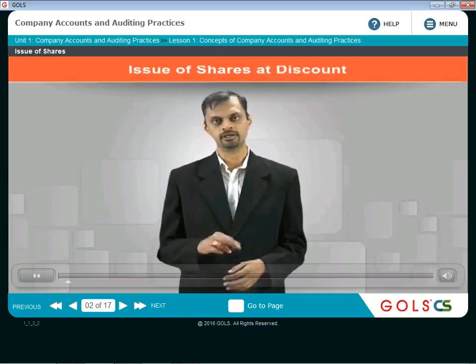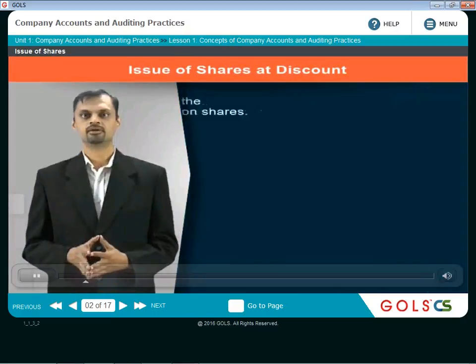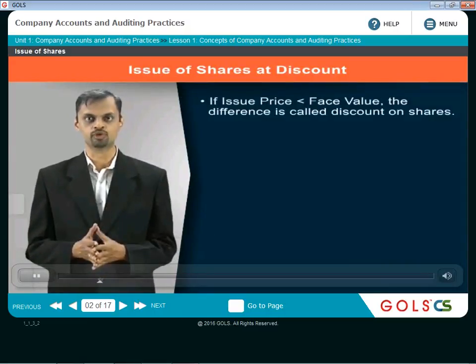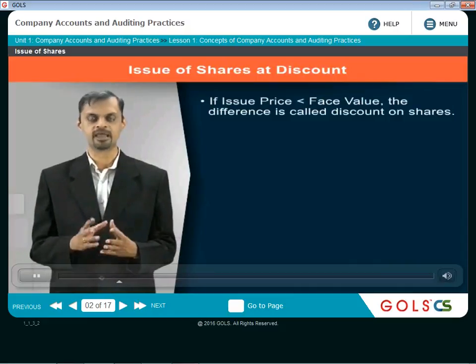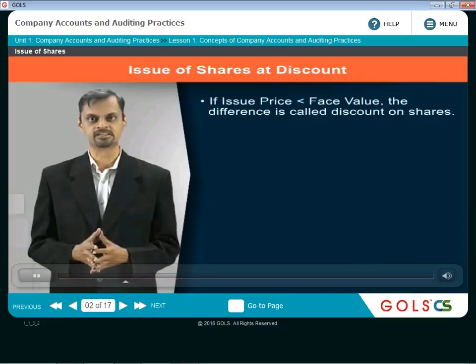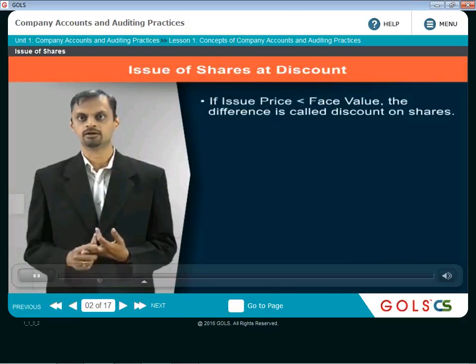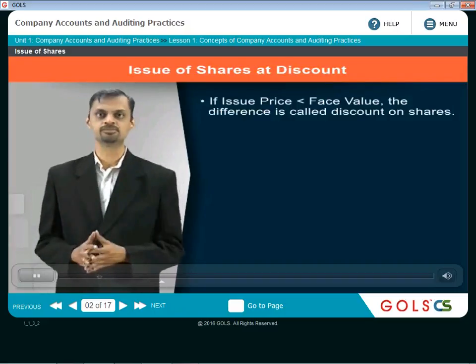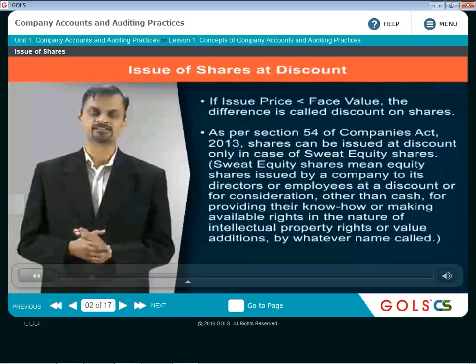Exactly opposite of securities premium is the discount on issue of shares. So if the face value is 10 rupees and the share is issued at 9, then this remaining 1 rupee, the gap between the two, is called discount. So if issue price is less than the face value, the difference is called discount on shares. However, please note, this is important, as per section 54 of Companies Act 2013, now the shares cannot be issued at discount by the company.